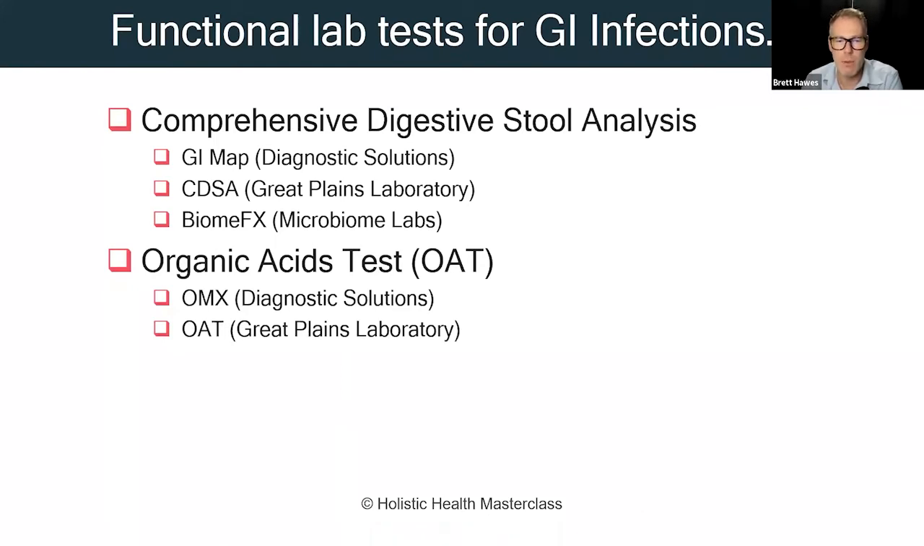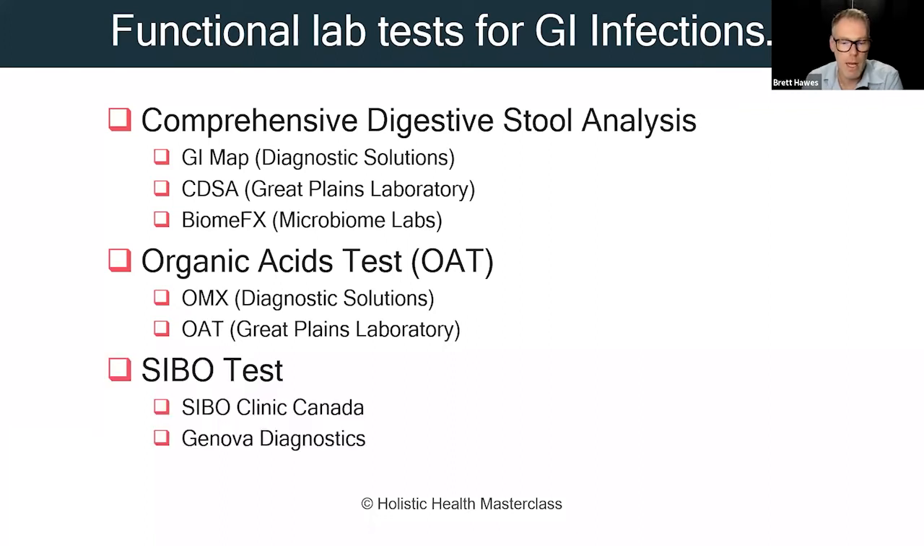I find myself using that the most, right? That is really their flagship test from Great Plains, and really top-notch. So very, very good. And then, of course, SIBO testing as well. SIBO Clinic Canada, if you are not licensed to order functional lab tests, is great for SIBO testing. You can literally just send your client straight there. They can order it themselves, do it all, and you get the results, which is great. Genova Diagnostics also has a very good SIBO test.